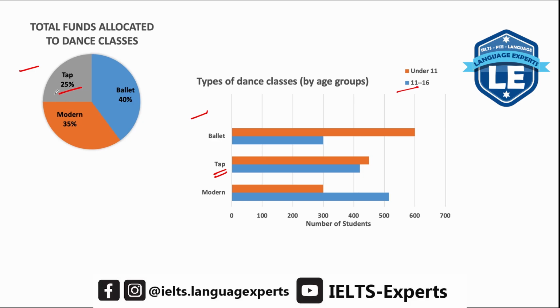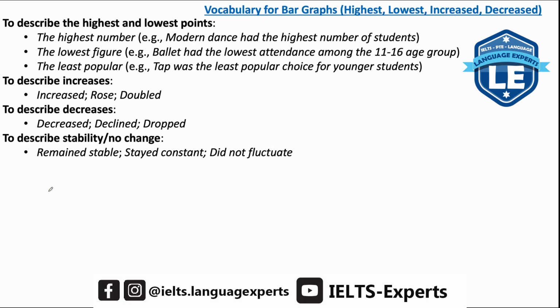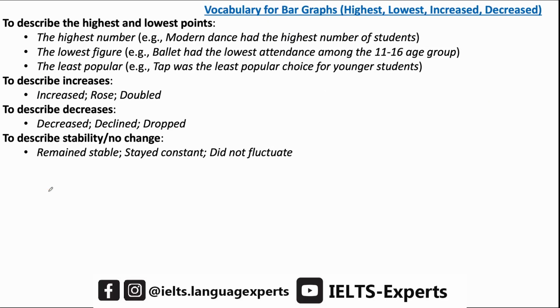Coming back to our question now, let's look at some vocabulary which can help us write about pie charts. For pie charts, we need percentage related vocabulary. So phrases like large proportion, the majority of, a significant portion can help us write about percentages. For bar graphs, we usually need vocabulary related to trends. But as we already mentioned, the bar graph we are working on does not have different years mentioned. So the trend over the years is something that we do not need to work on.